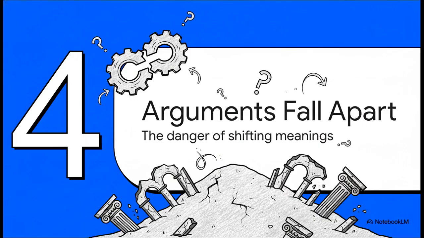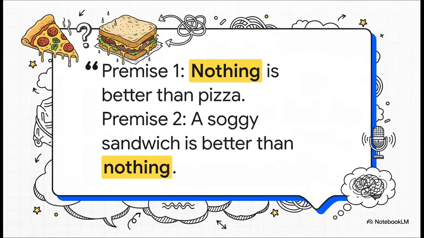So far, this might all seem like a kind of fun language quirk. But this is where we really raise the stakes. Ambiguity isn't just a communication hiccup. It can be used, sometimes on purpose, to build arguments that sound totally logical, but are actually built on a foundation of sand. Okay, check out this argument. Premise 1, nothing is better than pizza. Yeah, I can get behind that. Premise 2, a soggy sandwich is better than nothing. I mean, sure, if you're starving, a soggy sandwich beats an empty stomach. So, conclusion, a soggy sandwich is better than pizza.